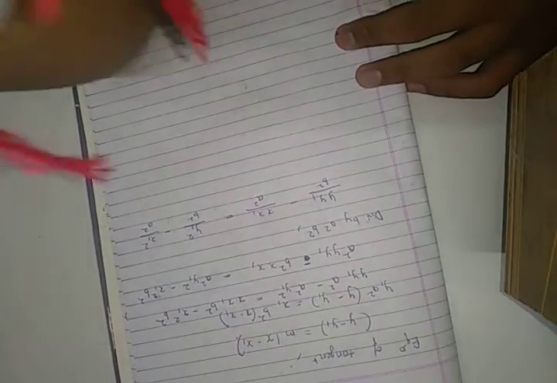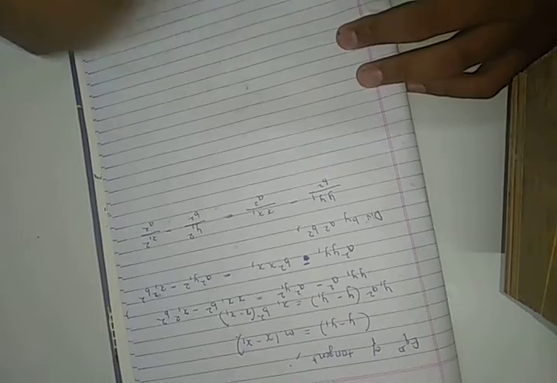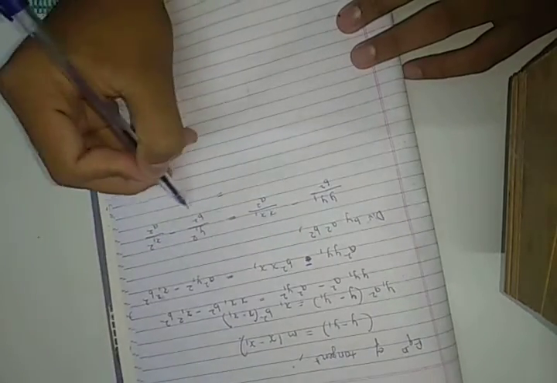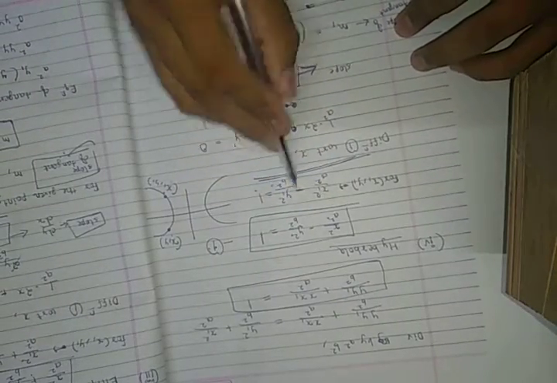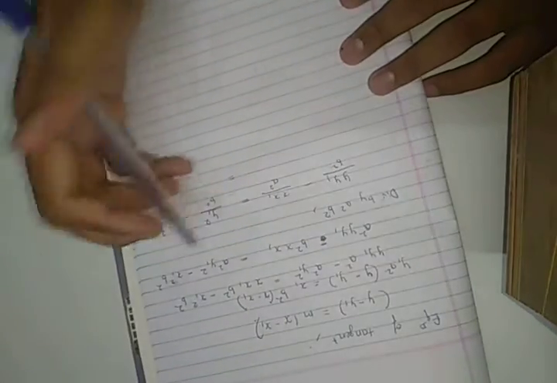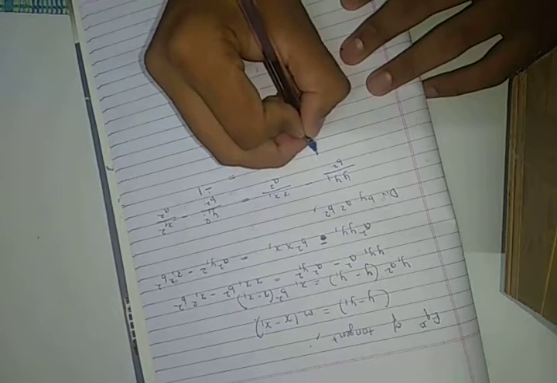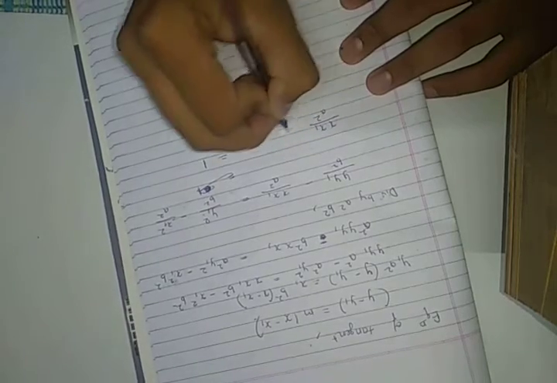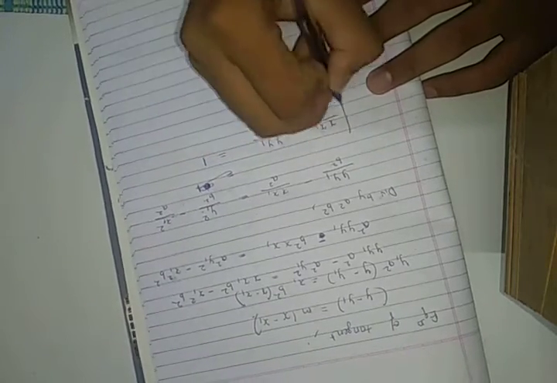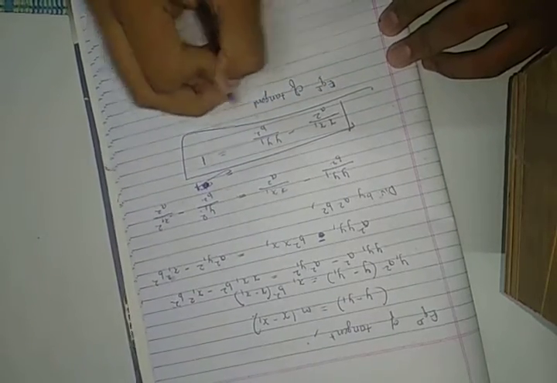But wait a minute. This is minus 1, because here it is x1 square upon a square minus y1 square upon b square, but here it's y1 square minus x1 square, so it's minus 1. Substituting it here, it's x1 upon a square minus y1 upon b square, which is the equation of tangent for hyperbola.